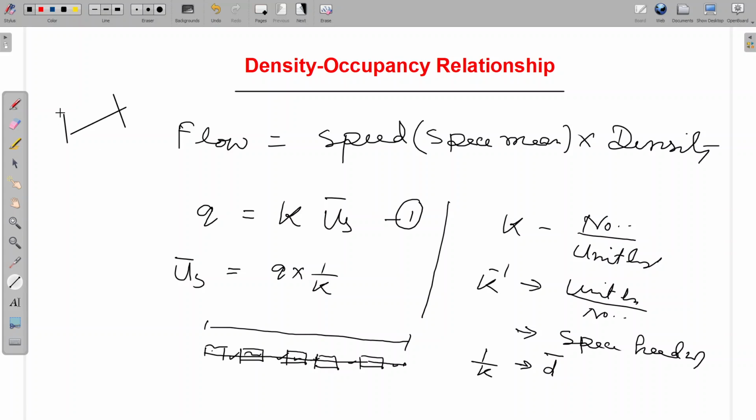For speed, take two locations A and B, and you know the distance between A and B. You start the timer at A, that will be the entry time, and stop the timer when the vehicle crosses point B. So you know the distance, you know the travel time, so distance by time gives speed. For flow, you stand at a particular location and go on counting the number of vehicles over unit time. So that will give you the flow.